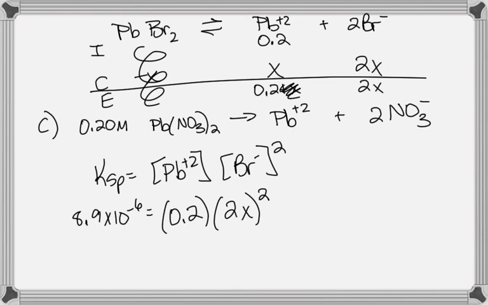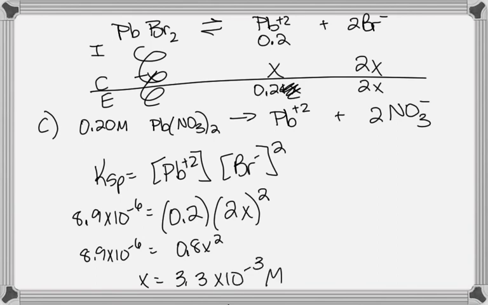I was going to forget to square that. Oh, I punched something in wrong. I get that X is 3.3 times 10 to the minus 3 molar. Right. I messed up somewhere though.